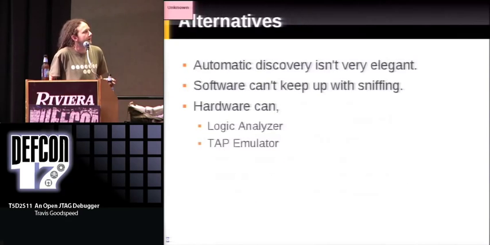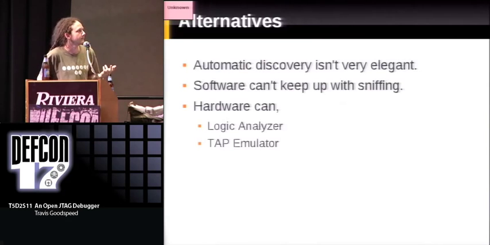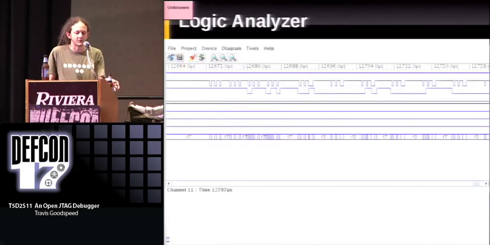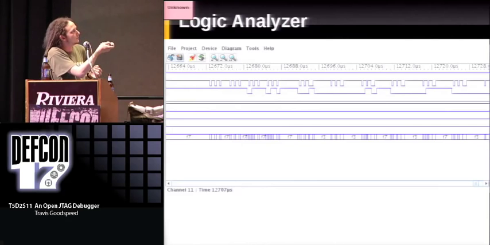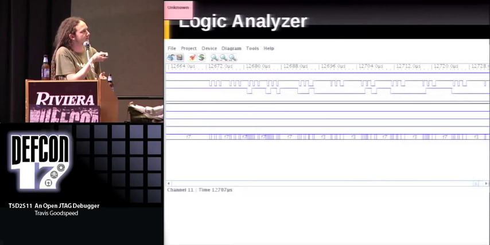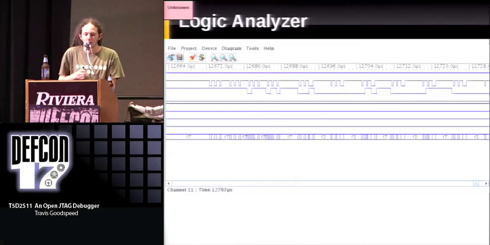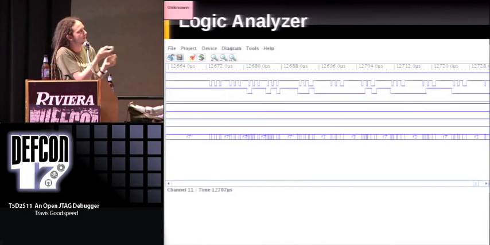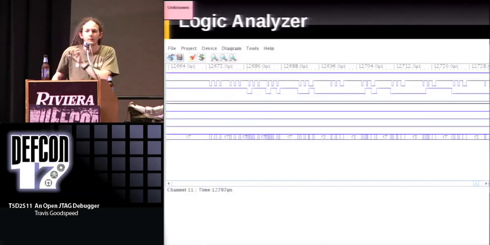So because it isn't very elegant, and because software can't keep up with sniffing the traffic, you can use either a logic analyzer or a tap emulator. This is a logic analyzer recording of an MSP430 being written by the Spy-Bi-Wire protocol. Every one of these clumps of clock edges is actually a sequence of four values being written.